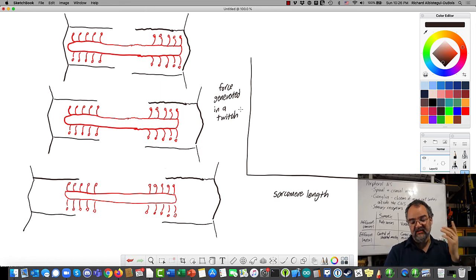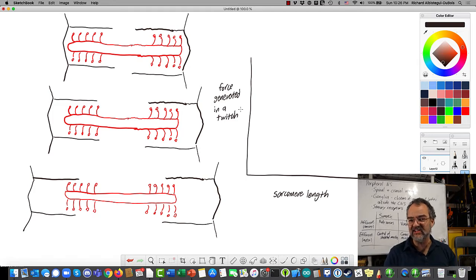So let's start with, say, this shortest sarcomere, the one on the top. And imagine that we deliver one action potential to the muscle cell that this sarcomere is in, and see how much force it can generate. Now you can see that all of the visible myosin heads can reach the actin. So all of them can grab on and pull. So that's going to mean a lot of force from there.